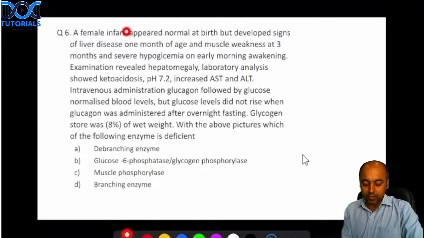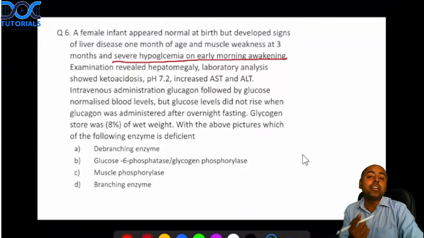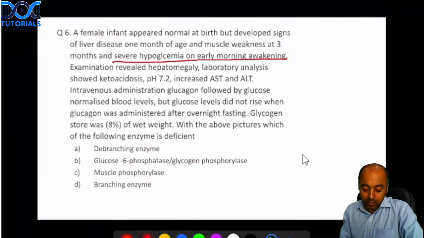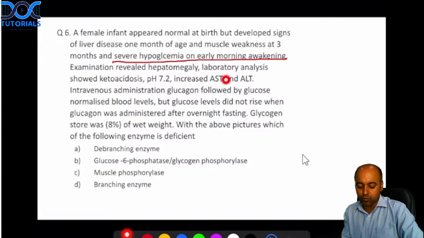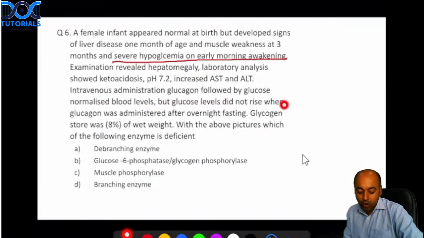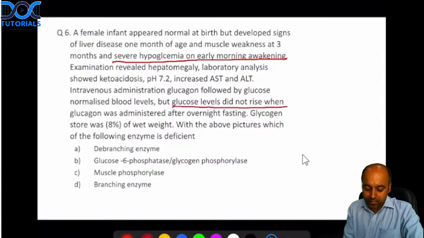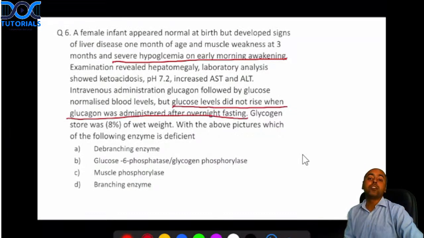Take a look here. A female infant appeared normal at birth but developed signs of liver disease at 1 month of age and muscle weakness at 3 months. Severe hypoglycemia on early morning awakening. This is an important indication given in the question. Examination reveals hepatomegaly, laboratory analysis shows ketoacidosis, pH 7.2, increased AST and ALT. Intravenous administration of glucagon followed by glucose normalized the blood levels, but glucose level did not rise when glucagon was administered after overnight fasting. This is another important clue.